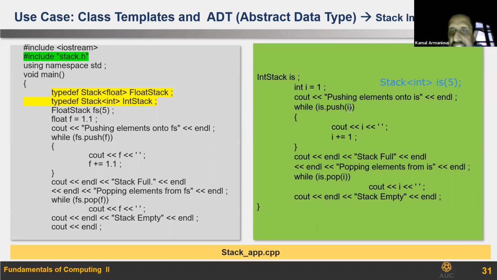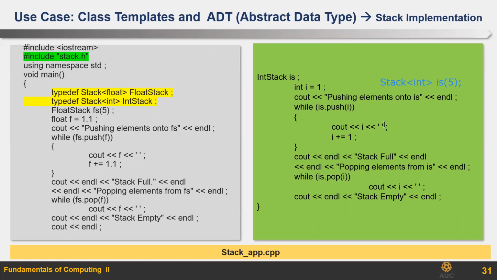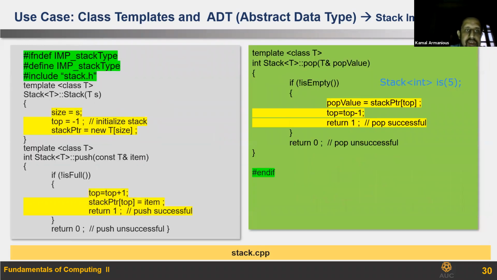So if we call this function, push I, what is the data type of I? Integer. So I'll go back to push into the stack. This is push into the stack, T and item. So we know that I, or whatever the name was, is the item. T in this case, is it integer or float?